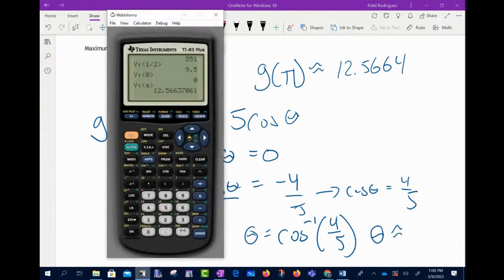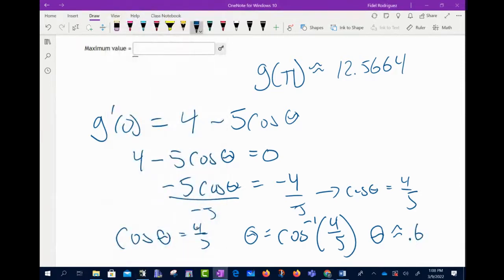Use my calculator. And I'm going to say, what is the cosine inverse of 4/5? Okay. And look at the value that I came up with. We came up with a 0.6435, right? Again, I'm going to 4 decimal places here, y'all. So 0.6435. Remember, this here is my critical value, right? That's my critical value.